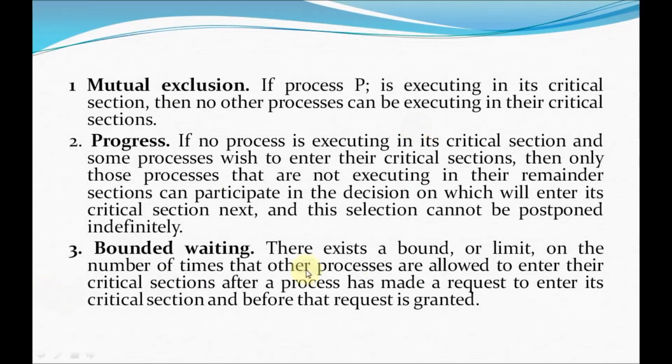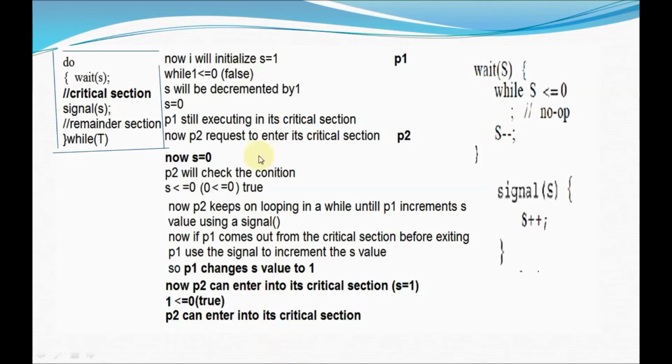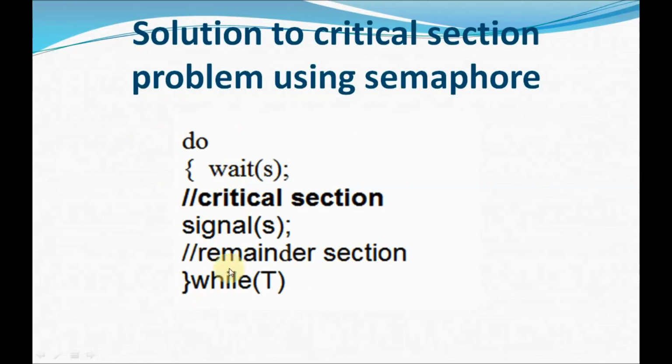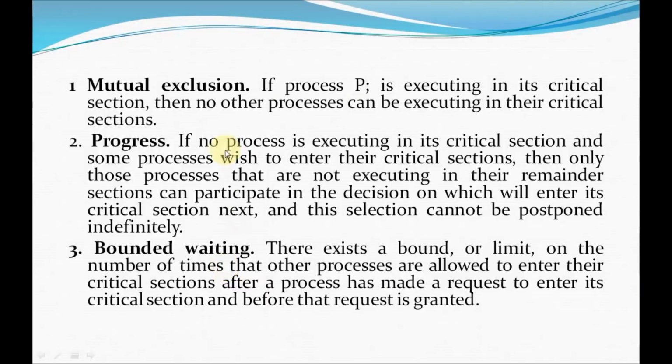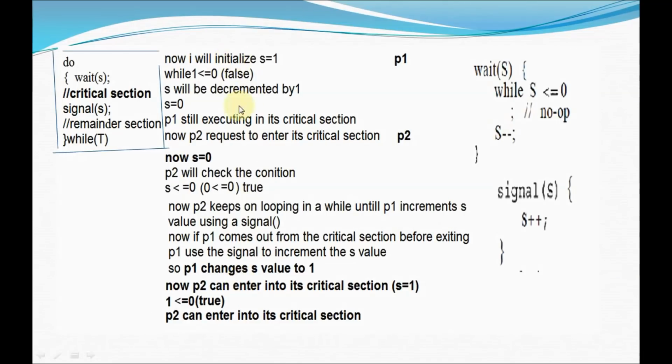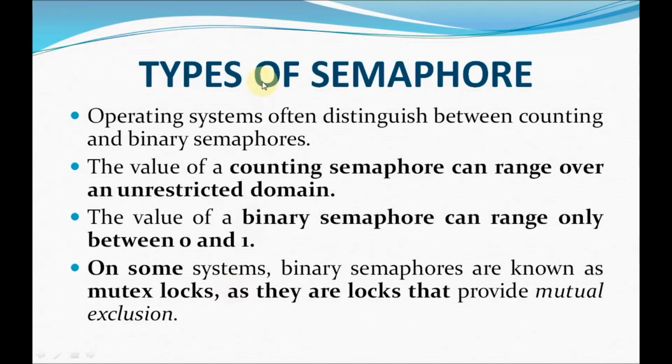So here bounded waiting is also satisfied. Getting, guys? This code satisfies all the three conditions: mutual exclusion, progress, and bounded waiting. Very simple. Now, what are the different types of semaphore? In semaphore, mainly there are two types, right?